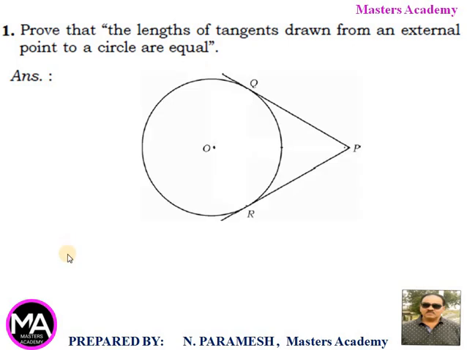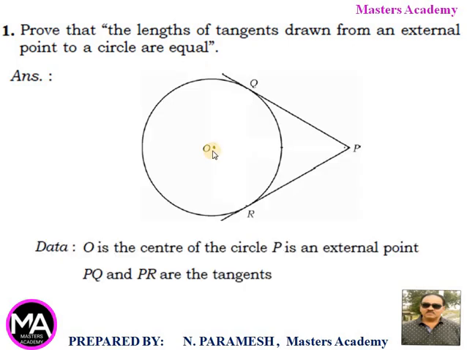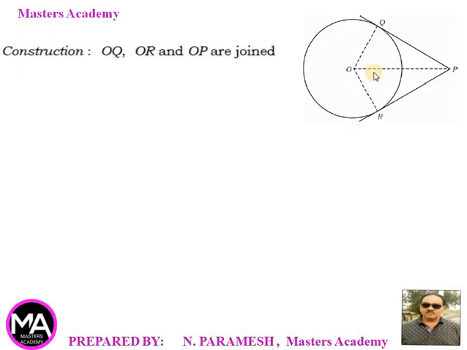Answer, data. O is the center of the circle, P is an external point, PQ and PR are the tangents. To prove, PQ is equal to PR. Construction, OQ, OR and OP are joined.